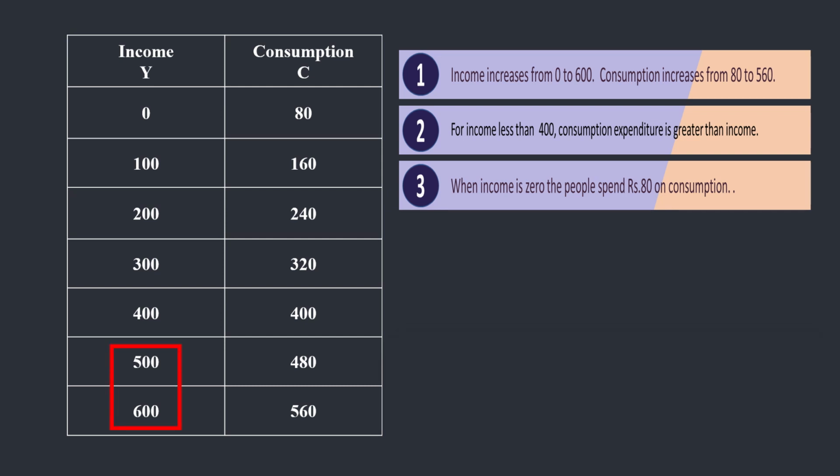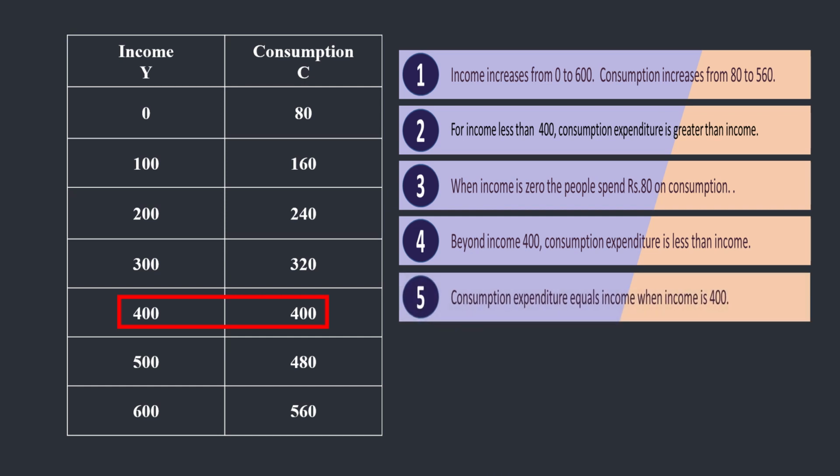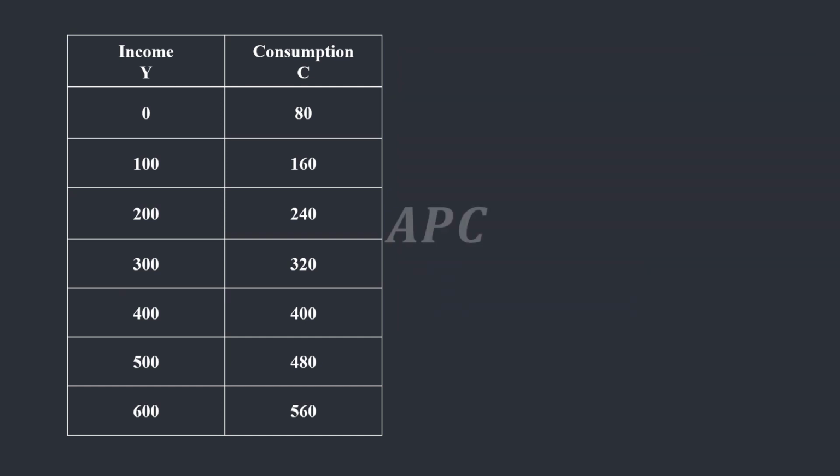Beyond income 400 rupees, consumption expenditure is less than income. The unspent part of income is saved. Consumption expenditure equals income when income is 400. This table has two more technical attributes or properties that tell us more about consumption function. They are average propensity to consume and marginal propensity to consume.